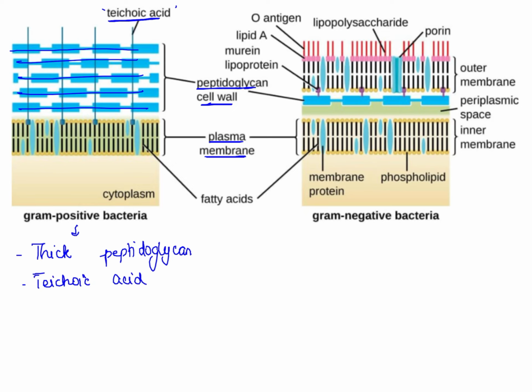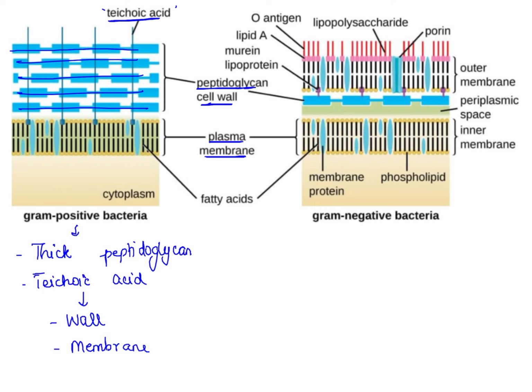Teichoic acids run from the plasma membrane through the peptidoglycan layer. There are two different types of teichoic acid, namely wall teichoic acid, which binds with the peptidoglycan layer of the cell wall, and membrane teichoic acid, which binds with the plasma membrane. Therefore, the cell wall structure of gram-positive bacteria is very simple. We have a peptidoglycan layer with teichoic acid in it.